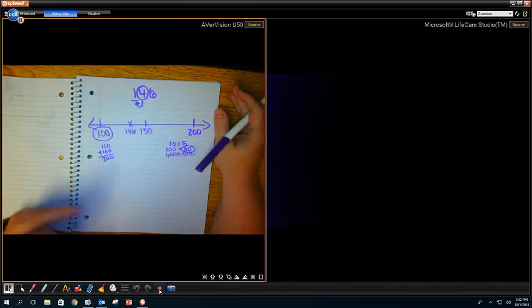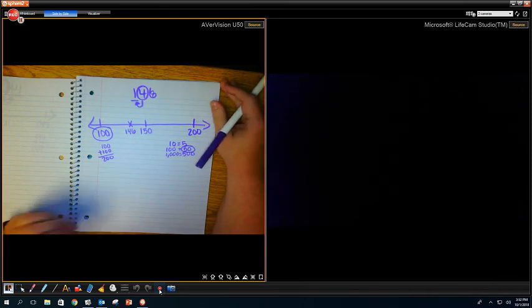So these are some of the ways that we've started to teach the rounding for right now. If you have any questions, please contact your teacher and we can explain it a little bit further.